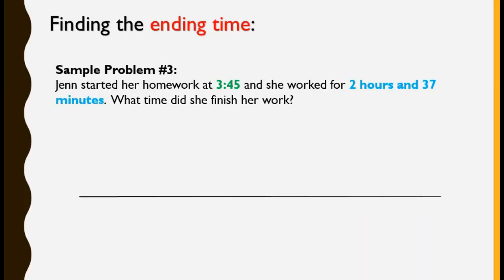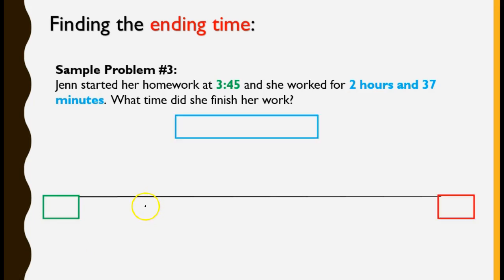All right, friends, we have one more that we're going to do together. So flip your page over to sample problem number 3 about Jen. For this one, we're going to be finding the ending time. So on your paper, you have your timeline. I am missing a starting box, an ending box, and an elapsed time box. Okay. So let's read it together.